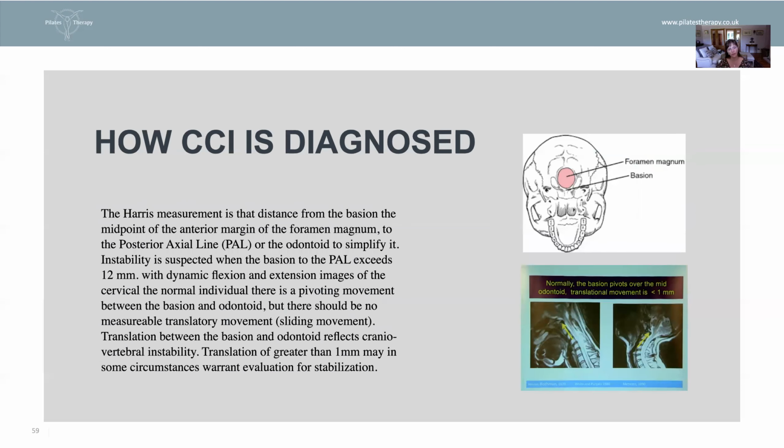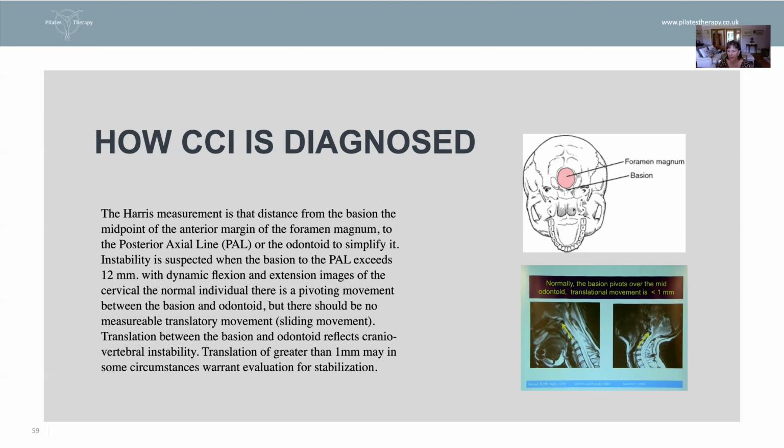So the second measurement that's often taken is called the Harris measurement. And this is the distance from the basion to the midpoint of the anterior margin of the foramen magnum to the posterior axial line or the odontoid. So I have given you images because that's a big mouthful. Again, if you look on the right, the foramen magnum is in pink. And again, that's the exit where the spinal cord can come down into the spine. And then it comes down to the odontoid, which is the peg again.